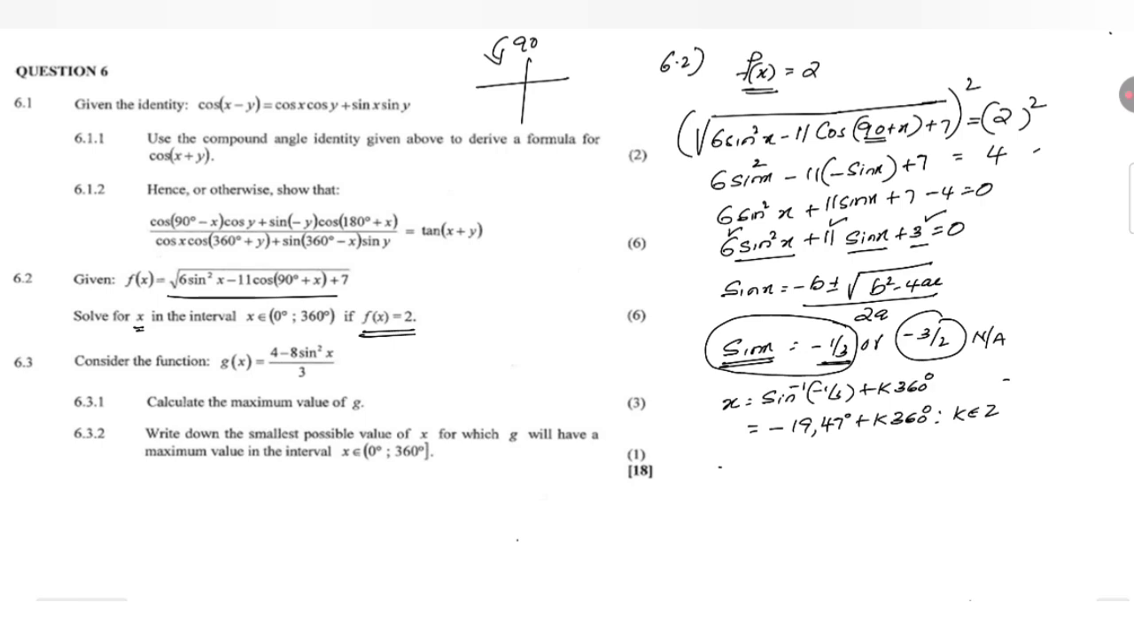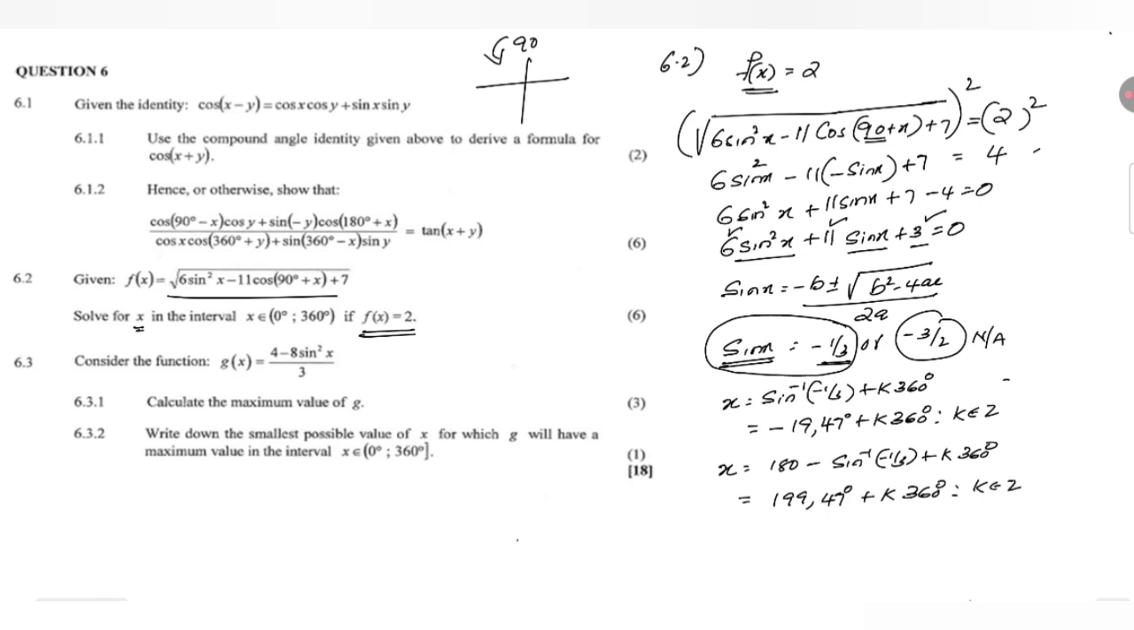Then the other one is what? x is equal to 180, we learned that one, minus sine inverse of minus 1 over 3 plus k 360. Is it clear? When you do this in the calculator, you will get 199.47 plus k 360, where k is an element of Z. So straight away you get the answer.